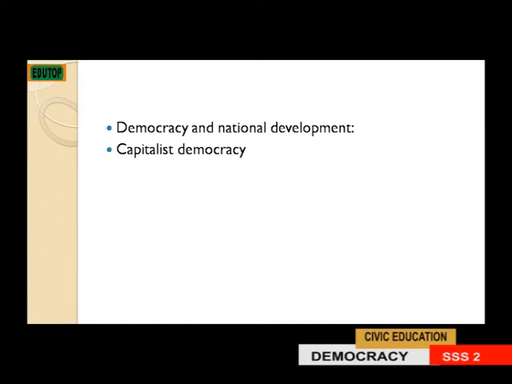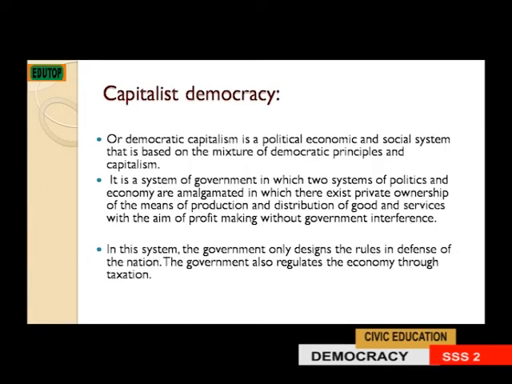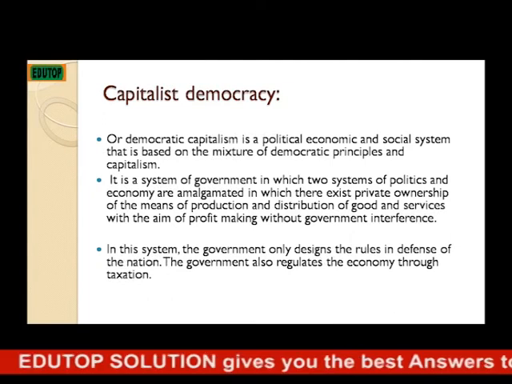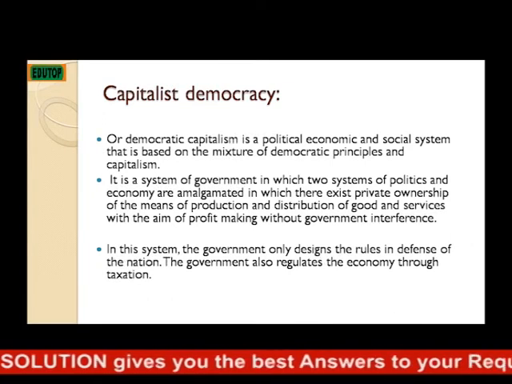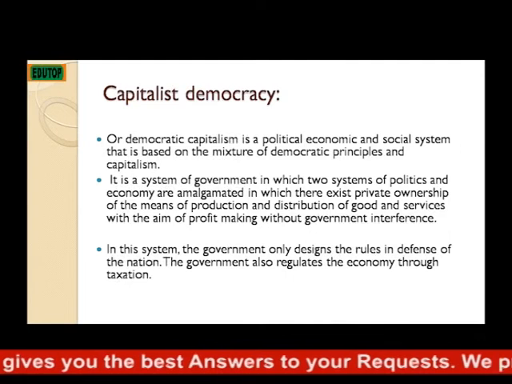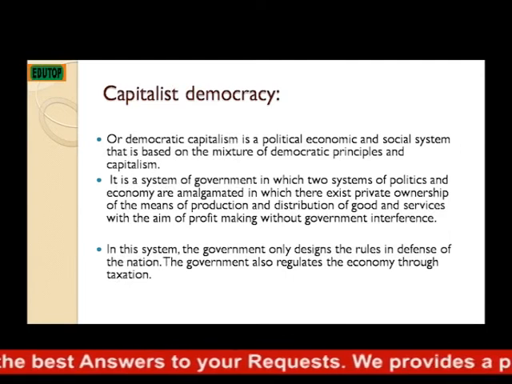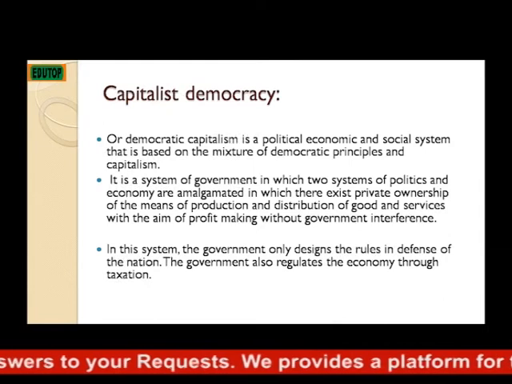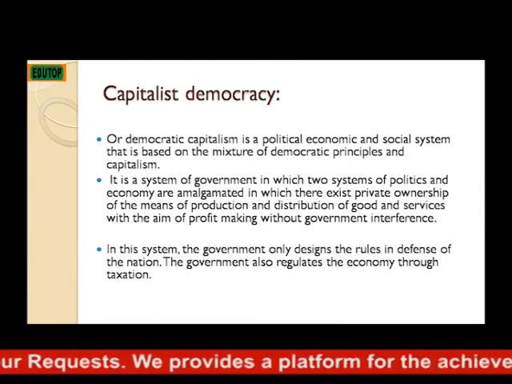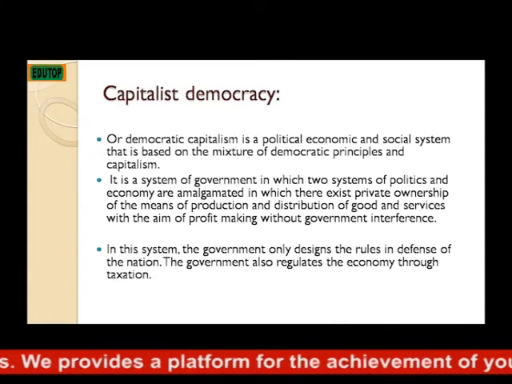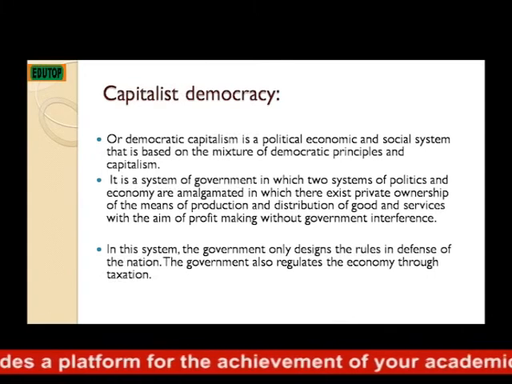Theme 2. Democratic capitalism. This is a political, economic, and social system that is based on the mixture of democratic principles and capitalism. It is a system of government in which two systems, that is political and economic, are amalgamated, in which there exists private ownership of means of production and distribution of goods and services, with the aim of profit making without government interference.